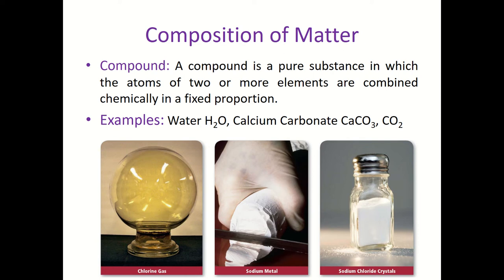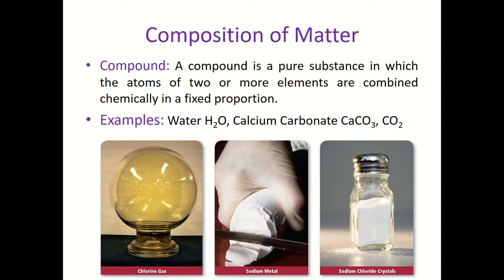For example, if your mother asks you to prepare a dish of salad for dinner today, you get some cucumbers, some lettuce, some tomatoes, and you mix them together and say, here's the dish of salad. This is not called a compound. This is called a mixture. Why is that? Because the tomatoes, the cucumber, and the lettuce are not combined chemically with each other.